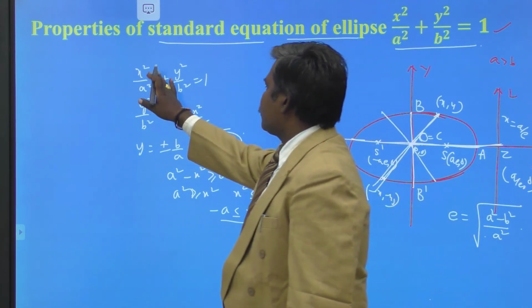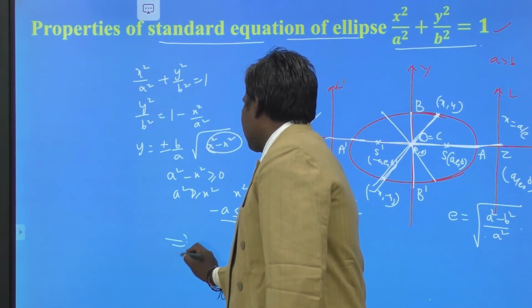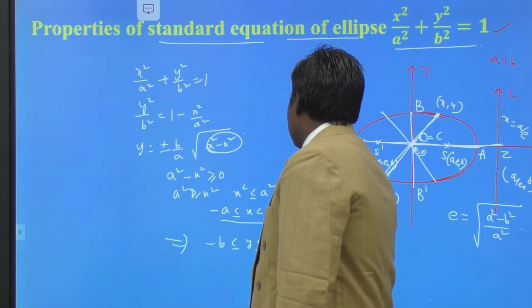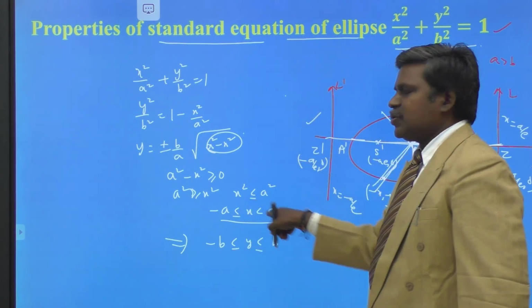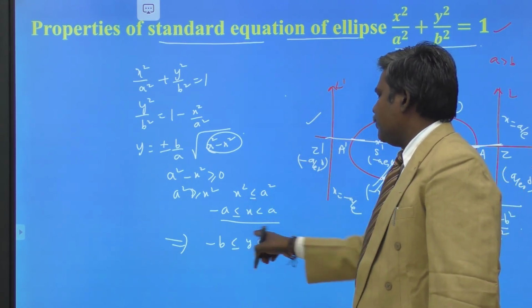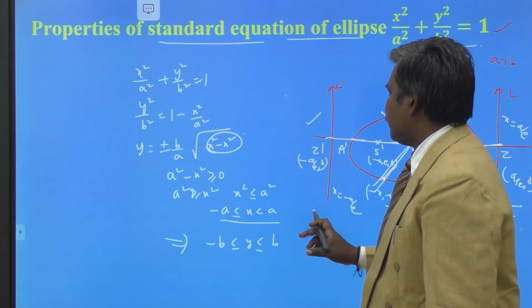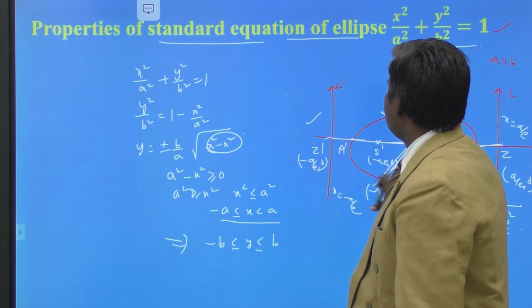Similarly, you can write x square by a square as 1 minus y square by b square. At that time, we have the other condition, minus b less than or equal to y less than or equal to b. Therefore, x has boundaries minus a to a and y is moving from minus b to b. Therefore, x comma y always lies between minus a, minus b to a, b. Therefore, the entire curve is a closed curve.